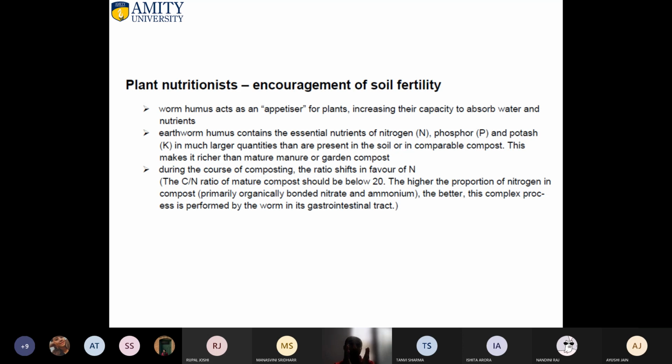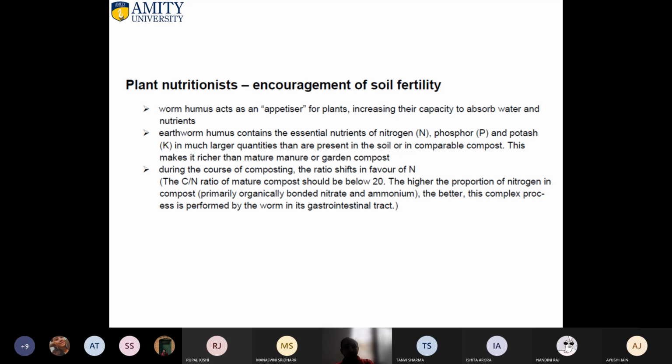So worms have that ability. They can fix the nitrogen present inside it, and they can convert it into inorganic nitrogen so that it is readily available to the plants. So that is the good plant nutrition provided by the vermicompost. They have always been used as an encouragement of soil fertility. The worms act as an appetizer for the plants. So plants are always happy to have such.